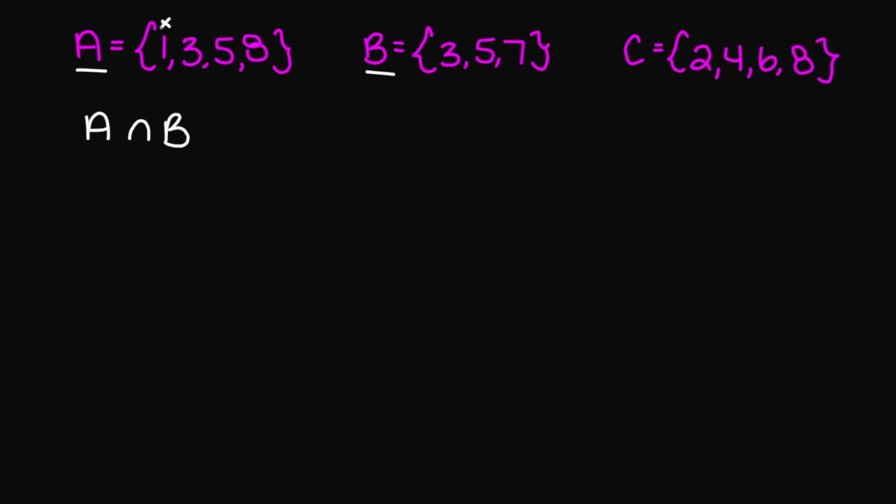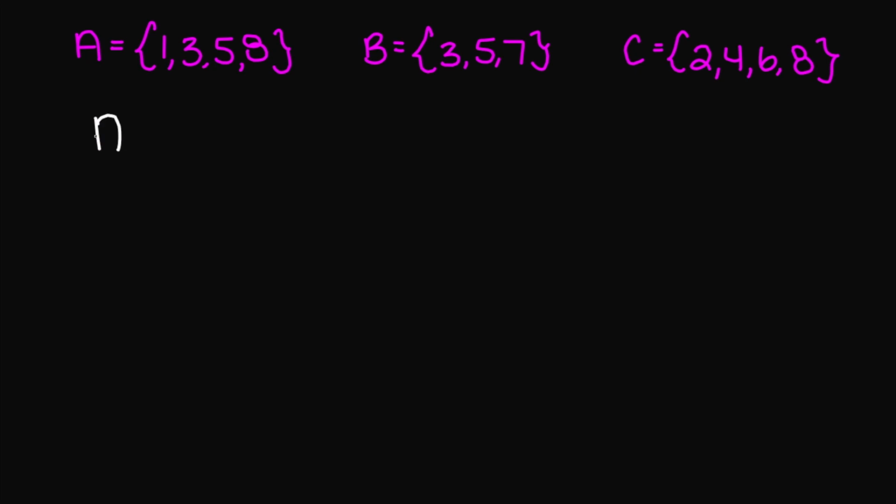I do not have another 1 between these two sets. I have a 3, so I'm going to list my 3. Next, we have 5. I do have a 5 here and a 5 here. I'm going to list my 5. Next, we have 8. I do not have another 8. And then on this side, we have 7. I do not have another 7. So between these two sets, my A and my B, the intersection is going to be the numbers 3 and 5.